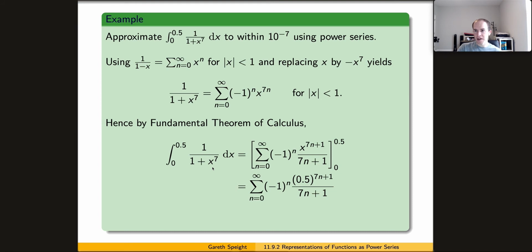But finding the antiderivative of the power series is very easy because all we have to do is integrate the x to the 7n, integrate each term separately. These are way easier to integrate. Okay, so now that we've done the integration, we plug in 0.5, we plug in 0.